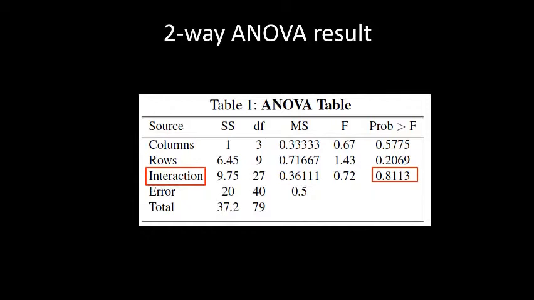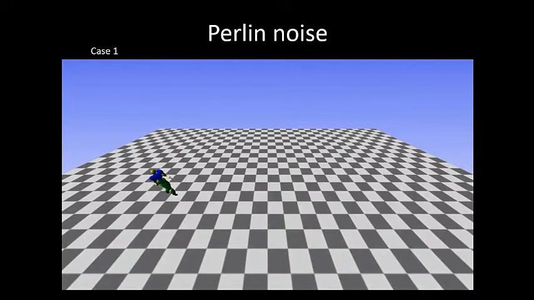It indicates that there is no significant difference between the motions synthesized by our method and the captured motions in terms of naturalness. We compared our method with related methods that can be used to generate motion variations. Here are the variants created using Perlin noise. Compared to our method, the motions contain more jittery movements.